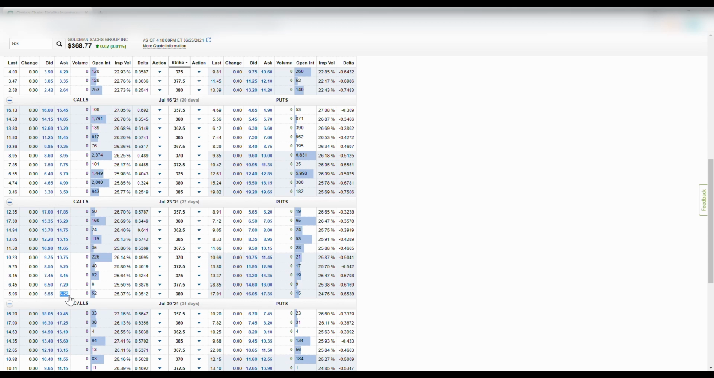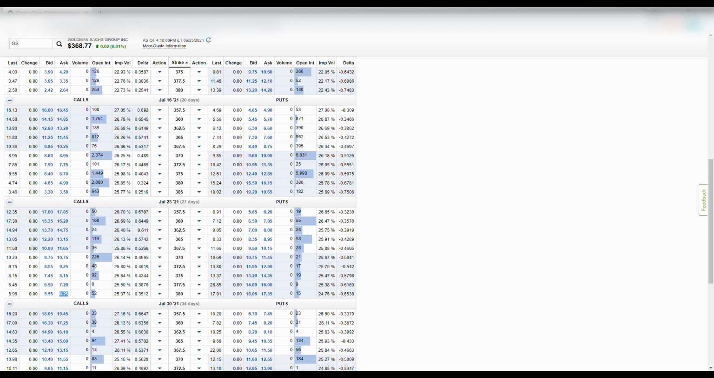In my earlier example, where I sold a covered call with a strike price of $380 a share, if Goldman Sachs closes above $380 a share at expiration, then I would also pocket $1,123 from the rise in the underlying security of 100 shares of Goldman Sachs.